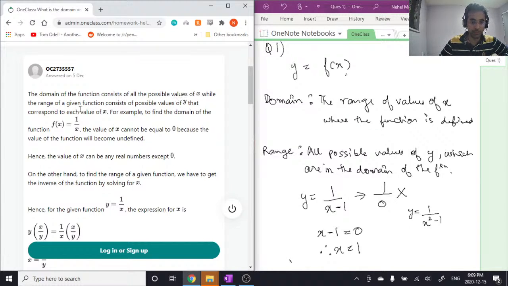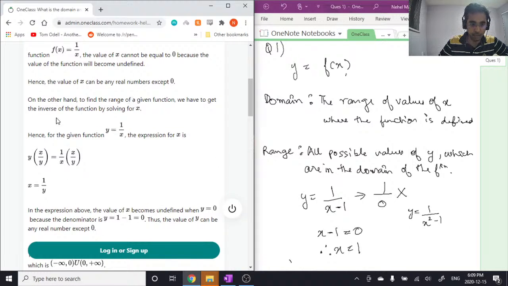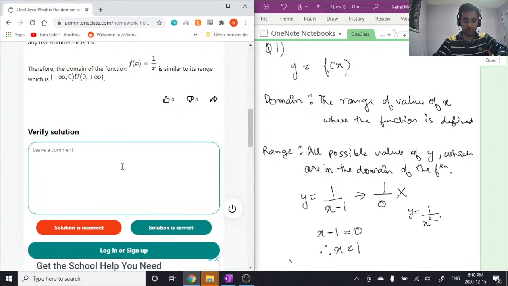A possible value of x, while the range is a possible value of y. Perfect. For the corresponding value of x, that's very important. For example, to find the domain of the function, x cannot be equal to 0 because it gets undefined. And then you substitute, so you would have all the values except 0. So that's correct. So this answer is correct.